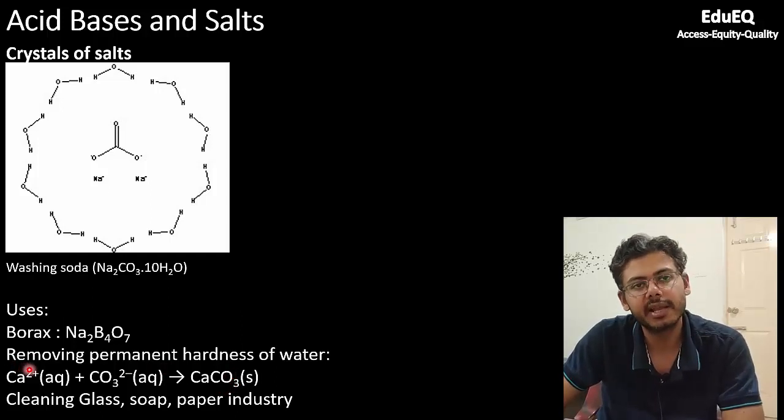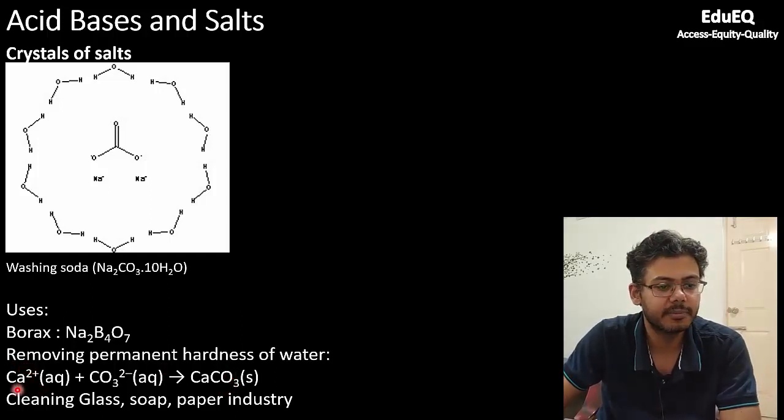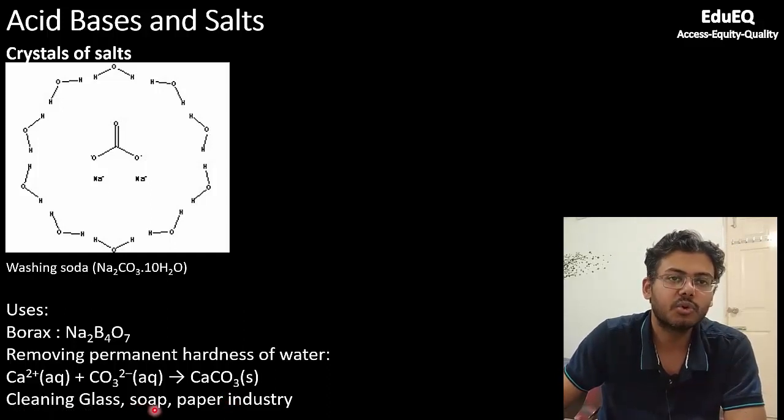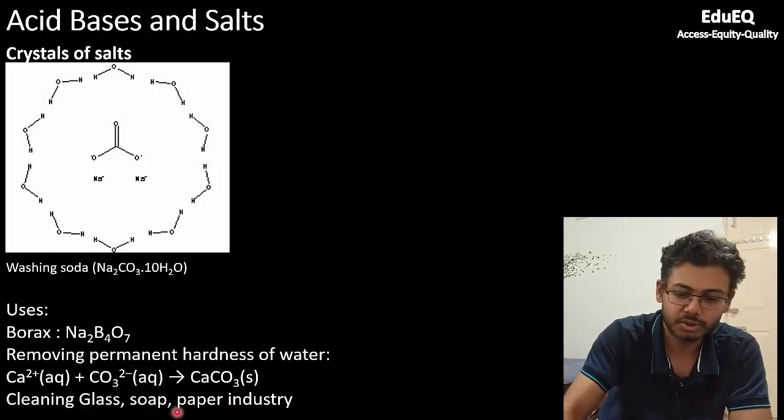Same thing goes with magnesium carbonate. So if you have magnesium salts and you react them with sodium carbonate, it will form magnesium carbonate and the hardness can be removed. Other uses of washing soda would be cleaning glass, and in the soap and paper industry.